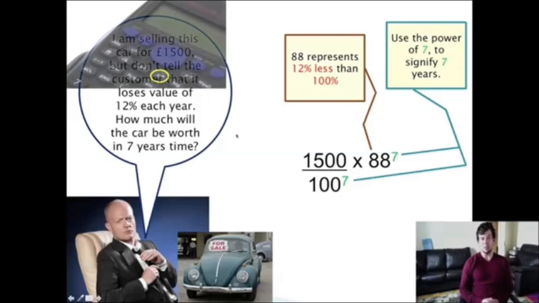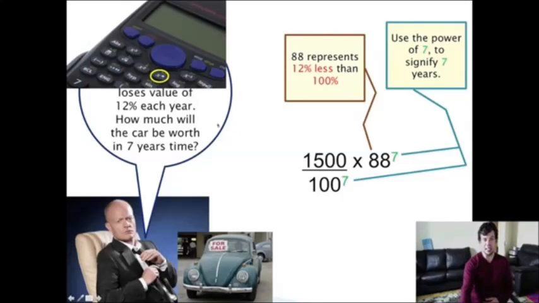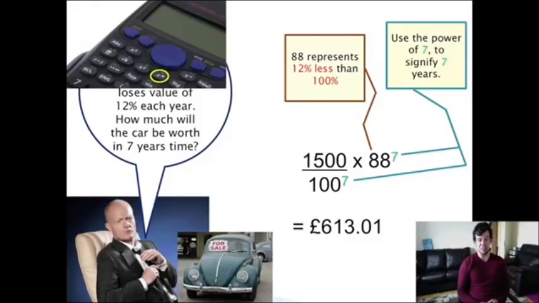I'll let you type in the value of the calculation, correctly using the index button in 2 steps of the calculation, and hopefully you should find an answer which is significantly less than £1,500. £613 and a penny, which is less than half the value over 7 years' time.